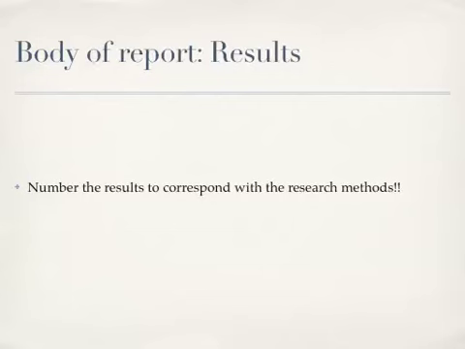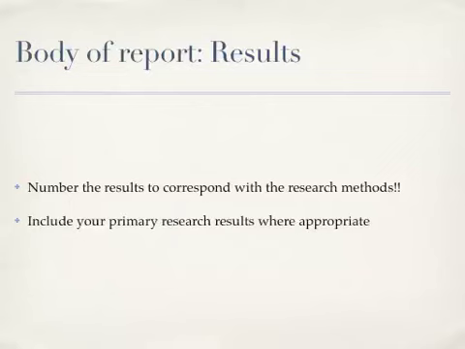In the results section, this is really important that you follow the numbers that you did in the research methods. So essentially, in the research methods, if number 1 said we investigated the number of commuters from Wasilla to Anchorage, then number 1 in the results section should describe what you found about the number of commuters from Wasilla to Anchorage. Include your primary research results where appropriate, like I said before, and secondary research where needed.